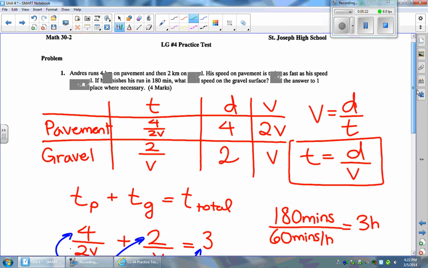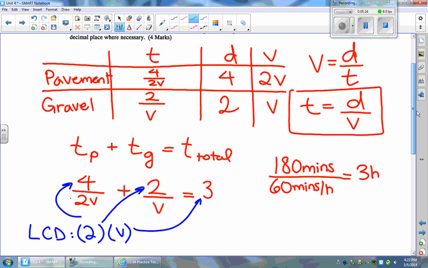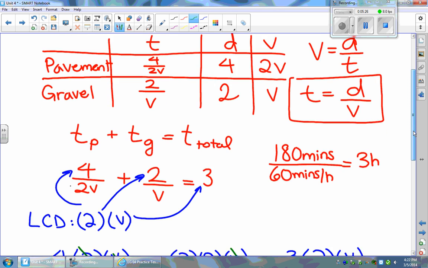But don't forget to include your non-permissible values. Your non-permissible values are that v cannot equal 0.